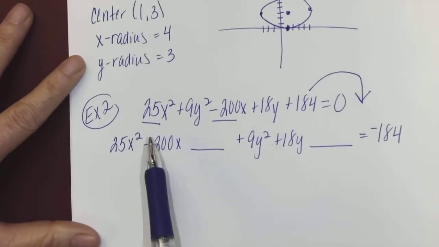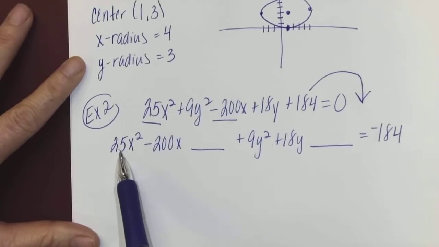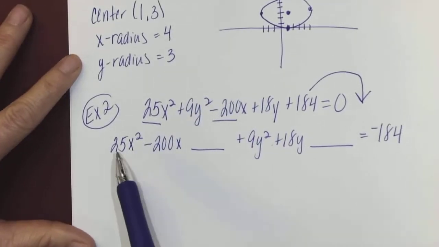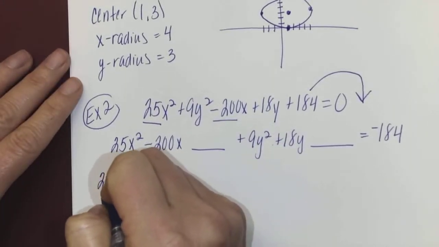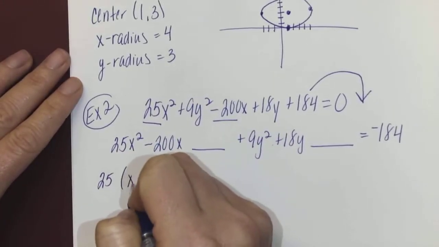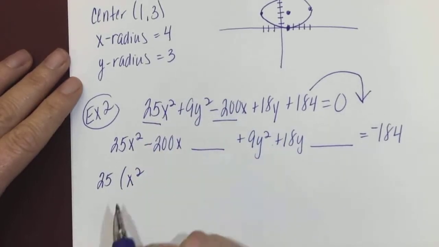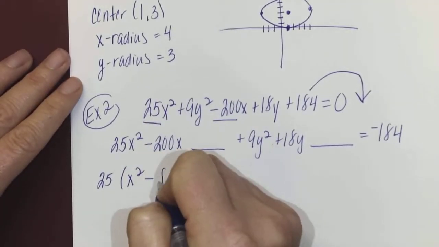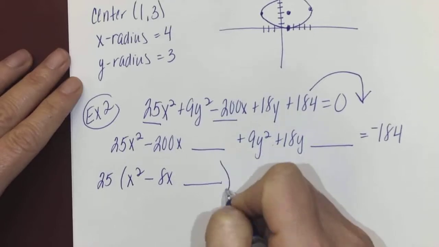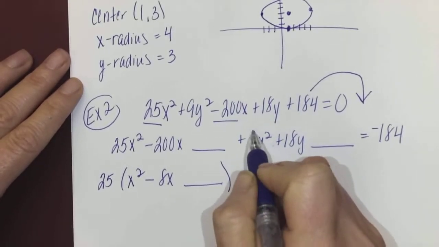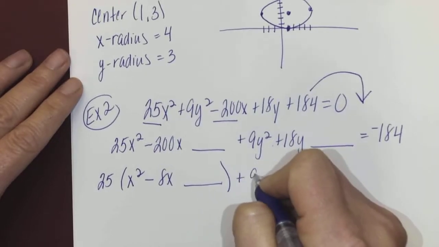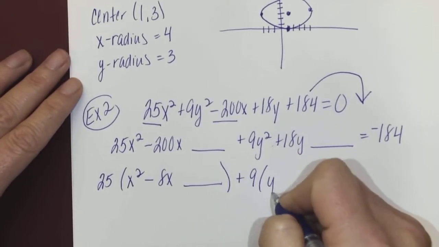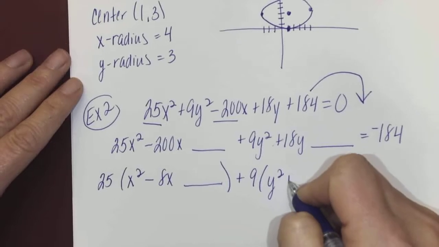To complete the square, the lead coefficient of the square term must be a 1. So I need to take out the 25. So I will factor out the 25. X squared. If I take 25 into negative 200, that would be a negative 8. Still leave my blank. Again, the lead coefficient on the square term needs to be a 1. So I will factor out a 9. Therefore, I'll have a y squared, and 9 goes into 18 2 times.